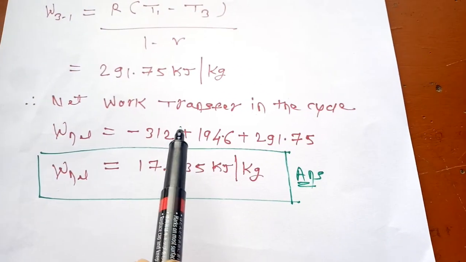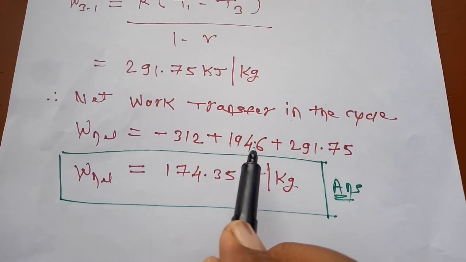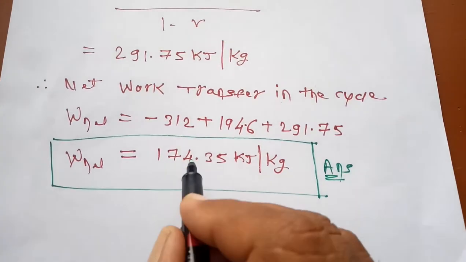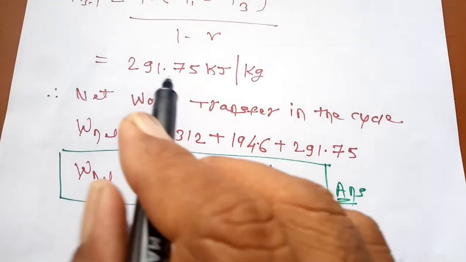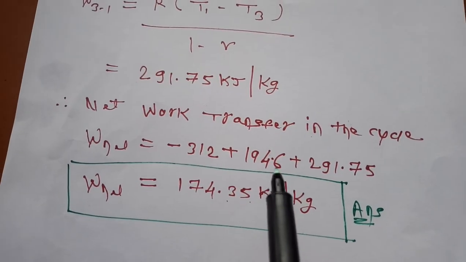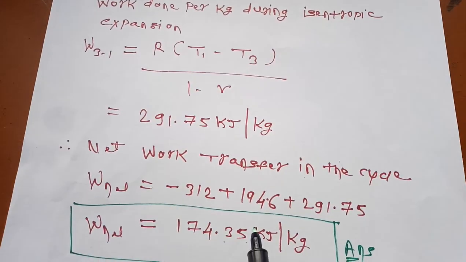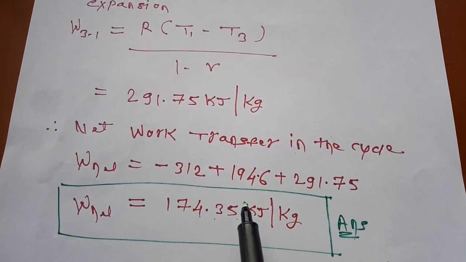Now net work transfer in the cycle. W net is equal to summation of all the work done. So W net comes 174.34. So in this way we have to find out the given requirement. So here the main theme is to utilize the different thermodynamic relations with proper approach.